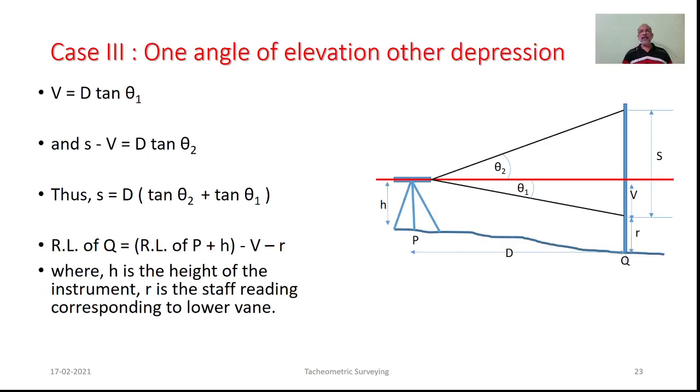As we consider case 3, here one line could be in elevation, another could be in depression. As such, here this capital D can be determined by S divided by tan θ1 plus tan θ2, whereas the RL of this particular staff station can be determined by making use of RL of P plus H minus V minus R.